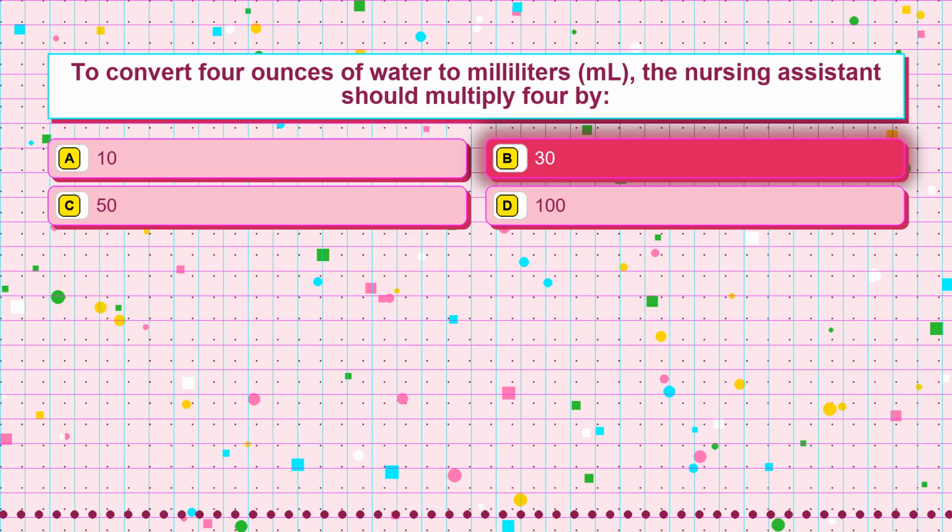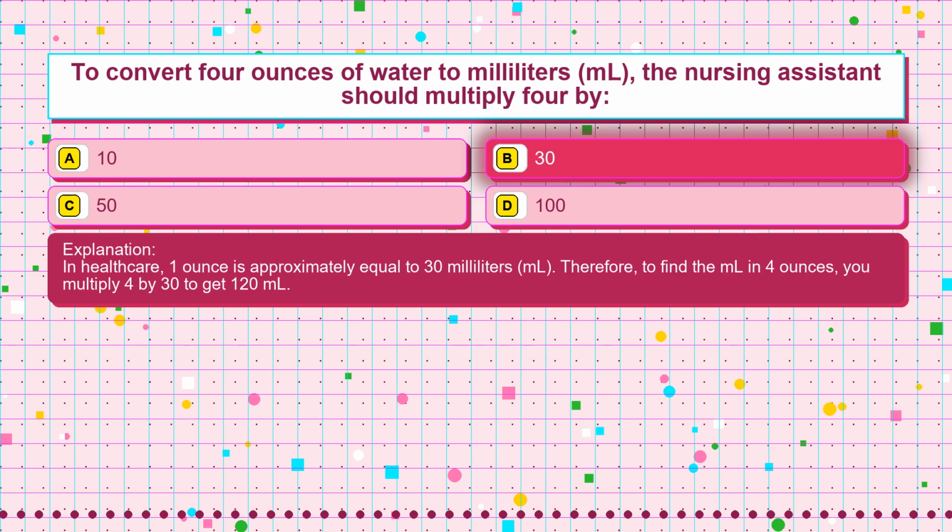The correct answer is option B, 30. In healthcare, 1 ounce is approximately equal to 30 milliliters, ml. Therefore, to find the ml in 4 ounces, you multiply 4 by 30 to get 120 ml.